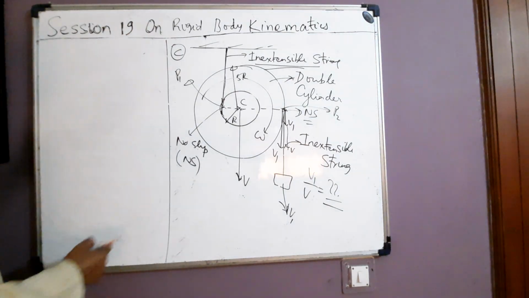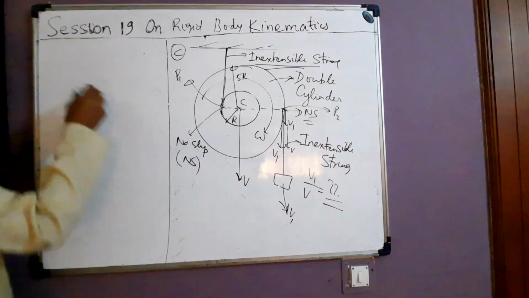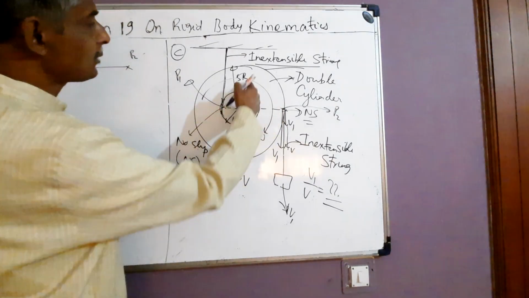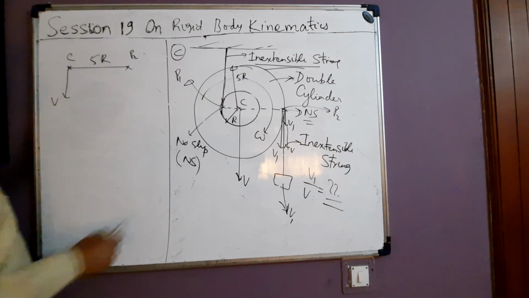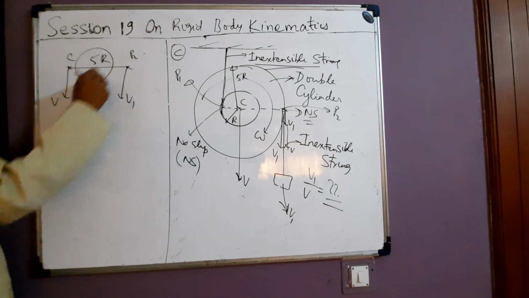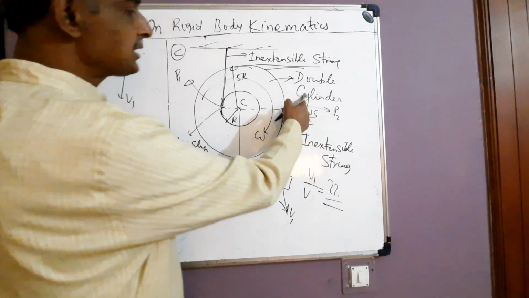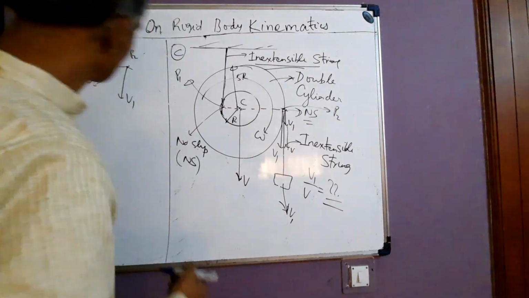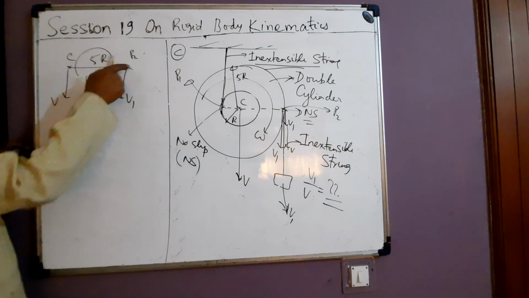Alright. So we consider the lines C and P2. This is C, this is P2. This distance C to P2 is how much? 5r. Now C is moving at a speed V downward and P2 is moving at a speed V1 downward. This is angular speed omega of the double cylinder. So this double cylinder is actually a single rigid body in which two cylinders are rigidly fixed to each other.